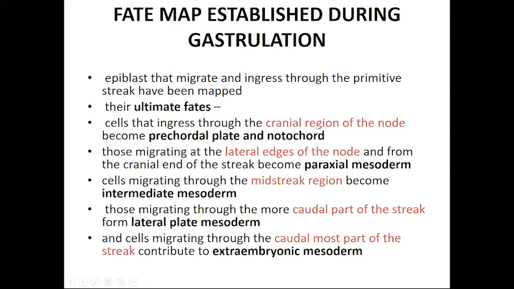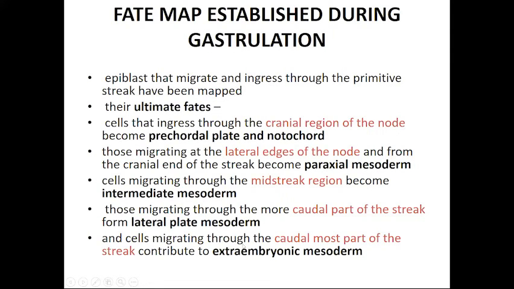Cells that ingress through the cranial end of the node are going to become the precordal plate and the notochord. Those migrating at the lateral edges of the node become the paraxial mesoderm. So those cells which go from the cranial region of the node are going to form your notochord. From the lateral ends of the node, they're going to become the paraxial mesoderm. Cells migrating through the mid-streak region are going to become the intermediate mesoderm, and through the caudal part of the streak, they're going to form the lateral plate mesoderm, that is towards the end.